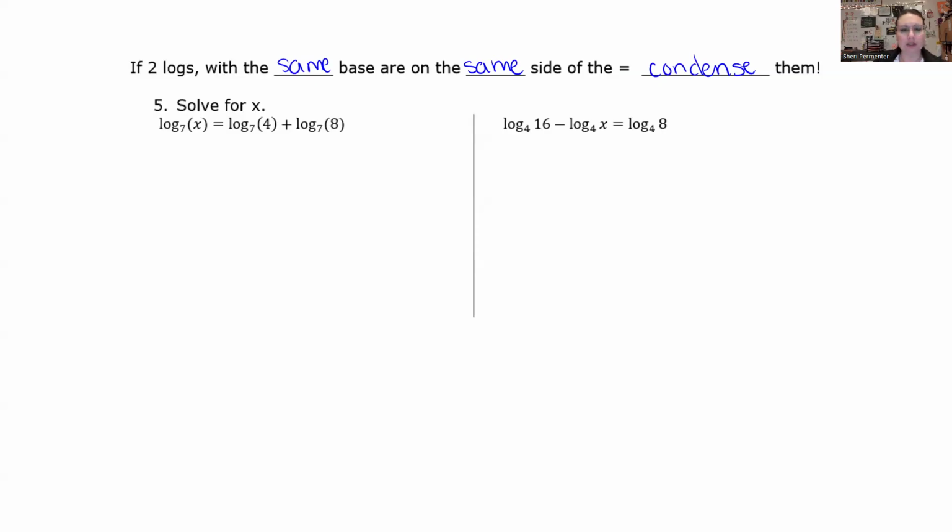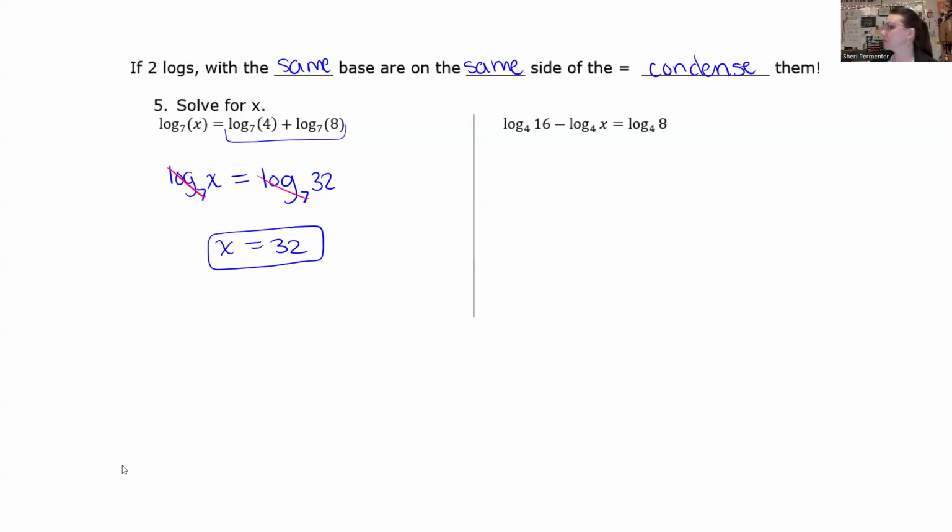And we just took a quiz over this. So these two logs, they are on the same side. We want to condense them. It's adding, so we're going to multiply the stuff. Well, we don't have just variables. We have a 4 and an 8. What's 4 times 8? 32. Okay, so we get log base 7 of x equals log base 7 of 32. When the bases are the same on both sides, let's mark them out and set the stuff equal. So we get x is equal to 32.